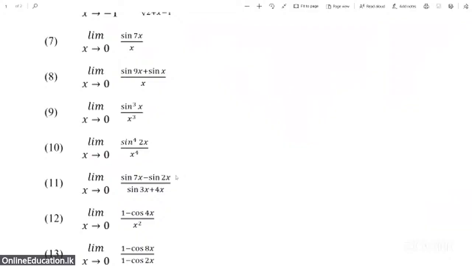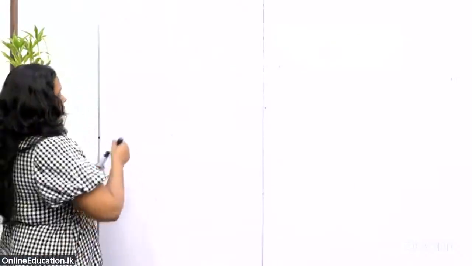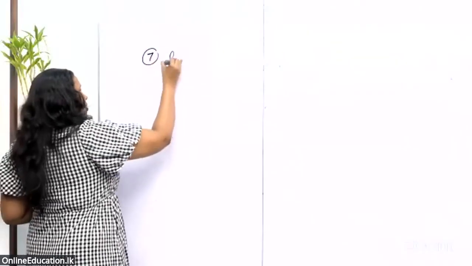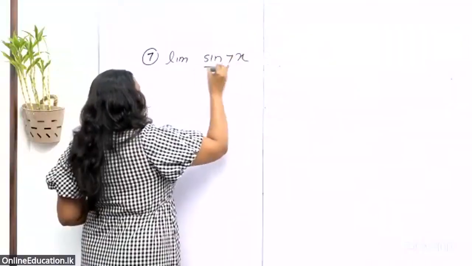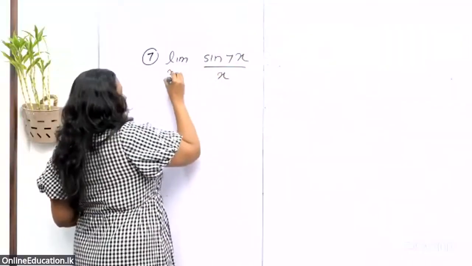Always keep in your mind there should be sine x over x when x tends to 0. Then only we can write the answer as 1. So the first question, question number 7: you have limits of sine 7x over x when x tends to 0.